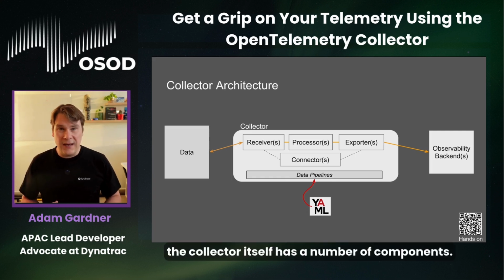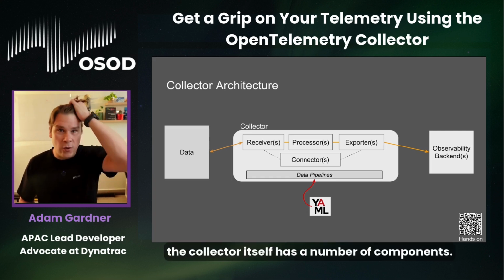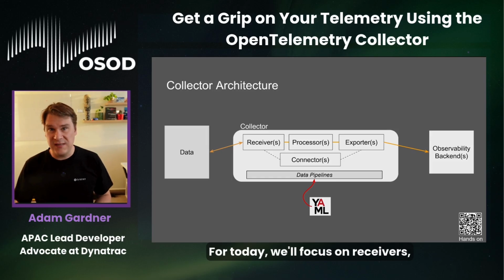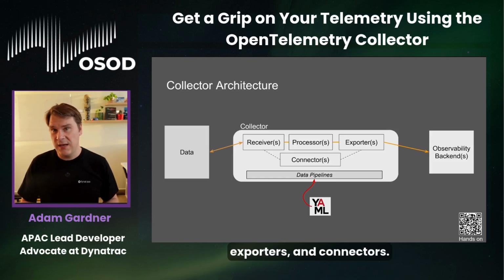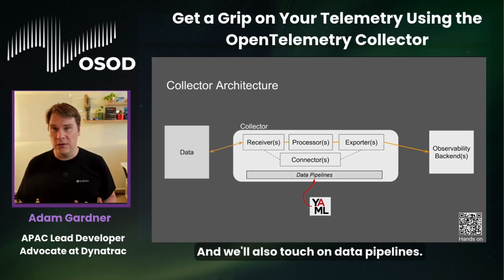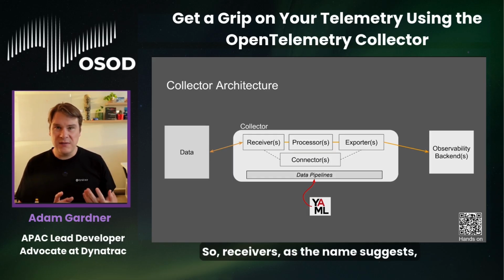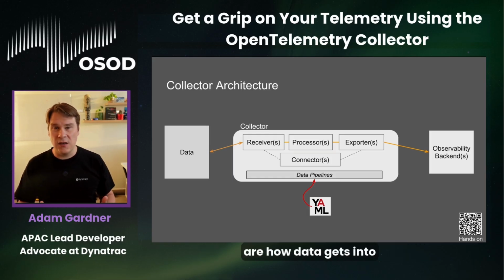So the collector itself has a number of components. For today, we'll focus on receivers, processors, exporters, and connectors. And we'll also touch on data pipelines. So receivers, as the name suggests, are how data gets into the collector in the first place.